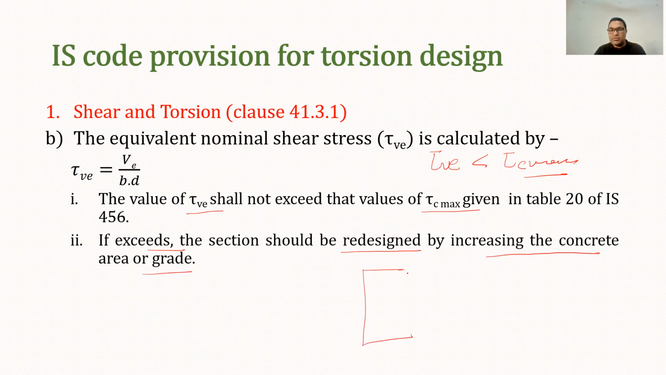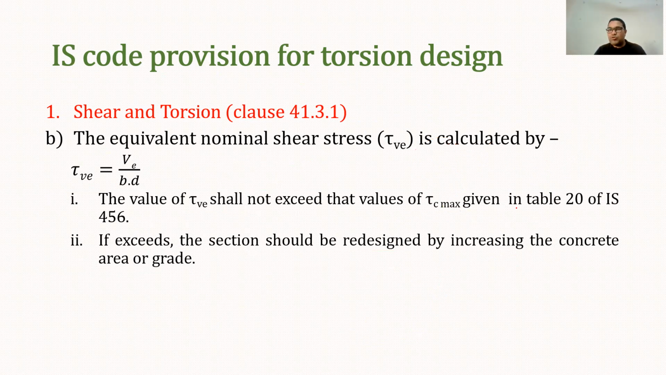So say this is the cross section of the beam. In that case, if tau C max is less than tau VE, then we have to increase the area of cross section of this beam. Preferably we increase the depth. Generally we have to increase the depth, then check again. We have to increase the cross-sectional area of the beam until the condition is met, which is tau VE is less than tau C max. Or in another way, we can also increase the grade of concrete.